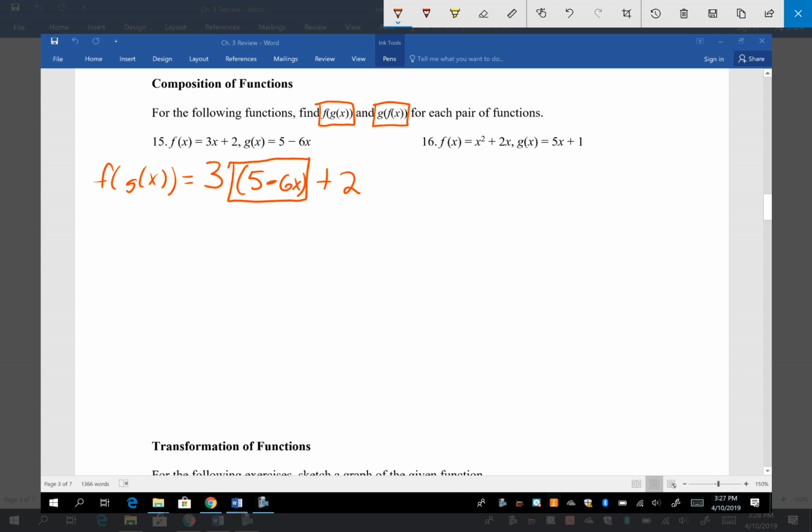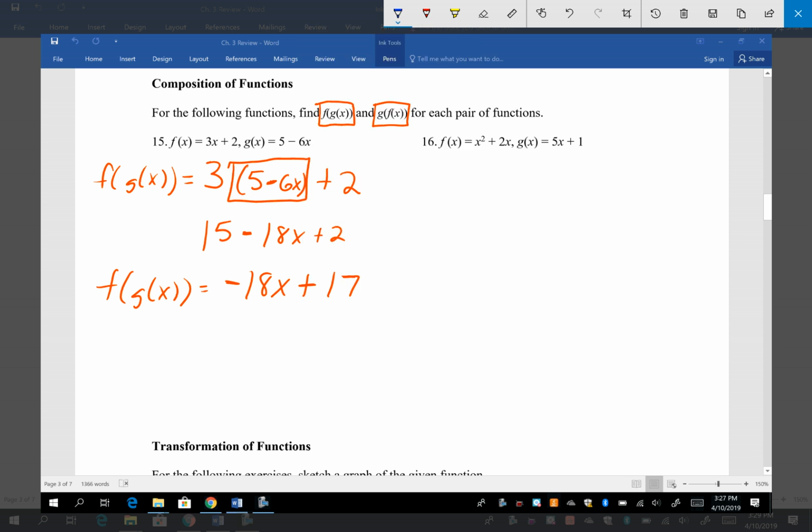And because we have a 3 out front, what does that 3 need to do to each of these terms in the parentheses? Distribute, so you get 15 minus 18x plus 2. So if you clean that up, you'll get negative 18x plus 17. And that's the answer. Everybody good with f of g of x? So it's 18x with a negative in front of it, so that's going to start it off, and then 15 plus 2 gives you 17.